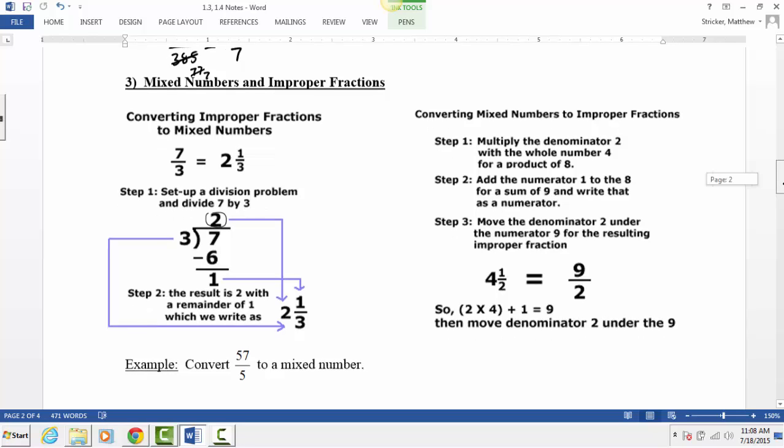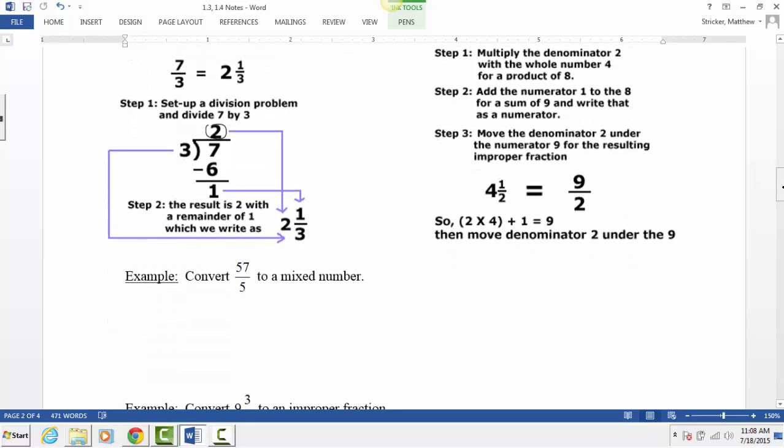So we could go ahead and do that with the example here. We want to go ahead and take 57 and divide it by 5. Well, 5 goes into 57 11 times. Actually, let's just go to the first number. I'm sorry. 5 goes into 5 once. 1 times 5 is 5.